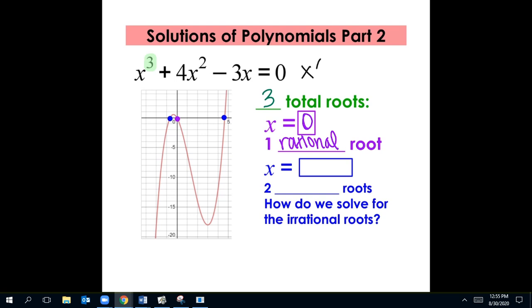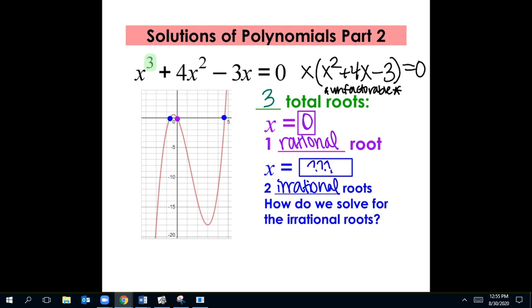Let's take out the x and write what's left over, x squared plus 4x minus 3. But what you should notice now is that you can't factor x squared plus 4x minus 3. Nothing multiplies to negative 3 and adds to 4. So I'm going to write unfactorable, which is what gives us our two irrational roots. And so that is unknown to us right now. We're going to put some question marks in there. And then what we want to do is figure out what can we do to get those irrational roots.